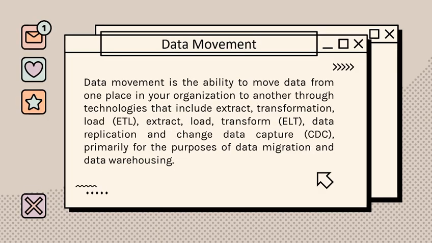So next one is data movement. Data movement is the ability to move the data from one place in your organization to another through technologies that include extract, transformation, load, that is ETL. The next one is extract, load, transform, that is ELT. Data replication and change data capture, that is CDC, primarily for the purpose of data migration and data warehousing.